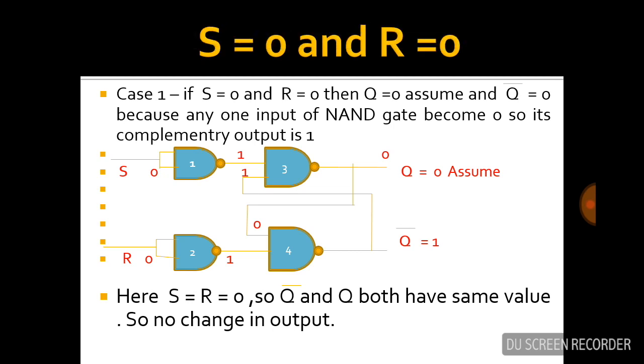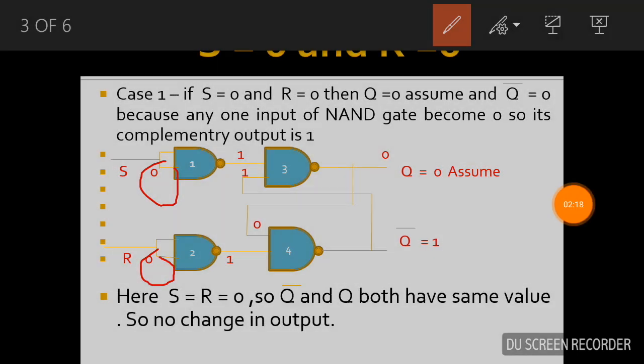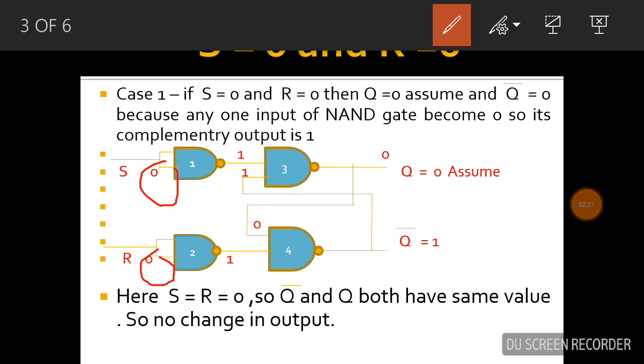Now next, first step: S and R equal to 0. So S is equal to 0, R is equal to 0. Here the NAND gate works as an inverter. If S is equal to 0 and R is equal to 0, then the outputs of the NAND gates are 1 and 1.